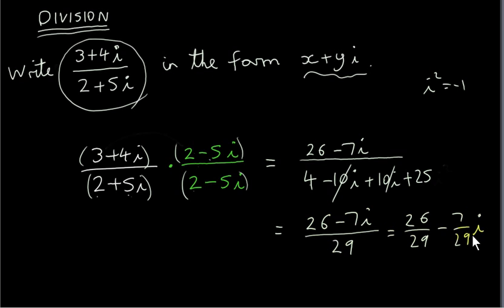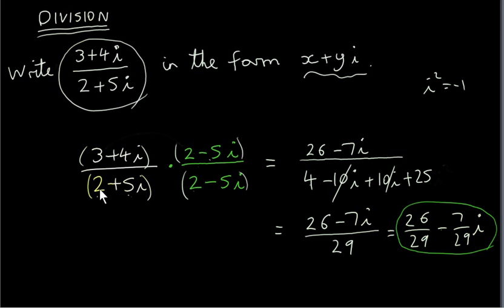And this is our answer. We have written the complex number 3 plus 4i divided by the complex number 2 plus 5i in the form x plus yi. In other words, as a single complex number. This is just one complex number. Its real part is 26 over 29. Its imaginary part is minus 7 over 29.